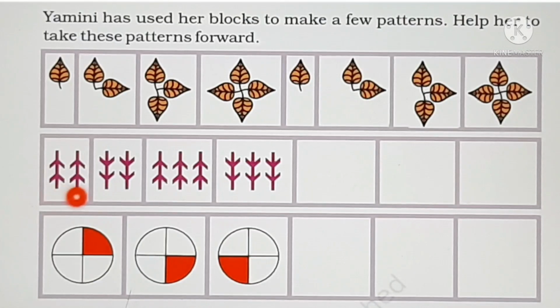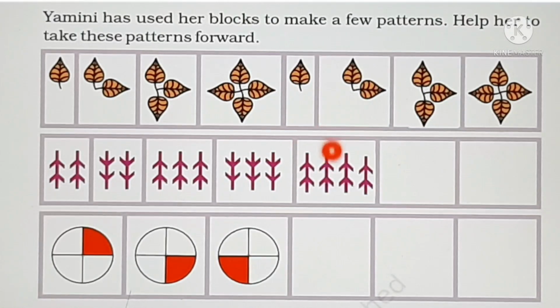Here we see two lines with arrow upward. And then we see two lines with arrow downwards. So, arrows are going upward and downwards. And after that, we see three lines with arrow upwards, three lines with arrow downwards. So, two lines, arrow upward, two lines, arrow downward, three lines, arrow upward, three lines, arrow downwards.